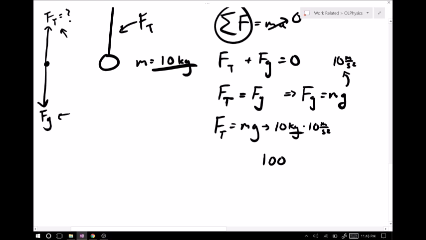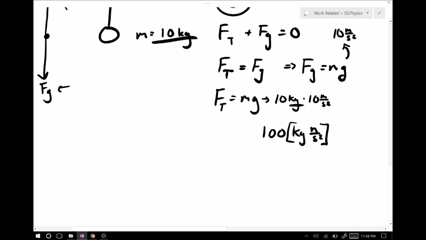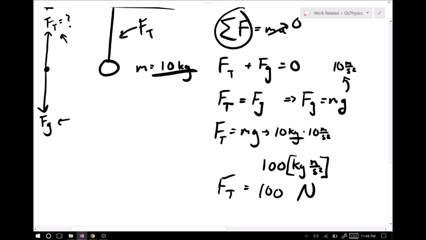Our unit, if we look at it, is kilogram meter per second squared. This kilogram meter per second squared is actually the definition of a Newton. So we really just have 100 newtons. Something I neglected to do because I was thinking too far ahead.